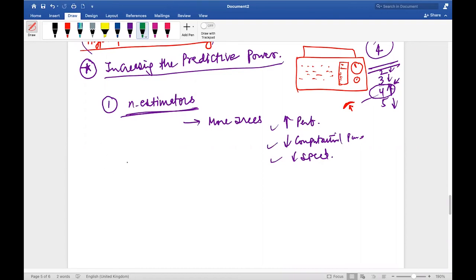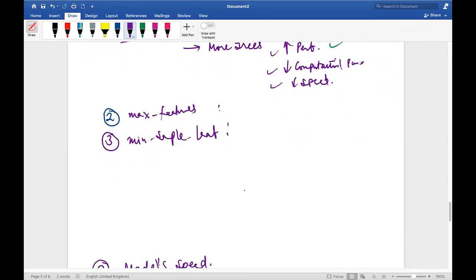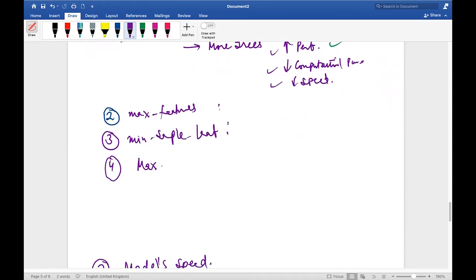Similarly, what else needs to be there? So you can see there is always a trade-off. What is the best value? Up to you. I'm just listing out the things for you. Okay. Max features. We all know, right? Min sample leaf. Again, I'm not going to discuss these things. What is min sample leaf? Minimum sample.